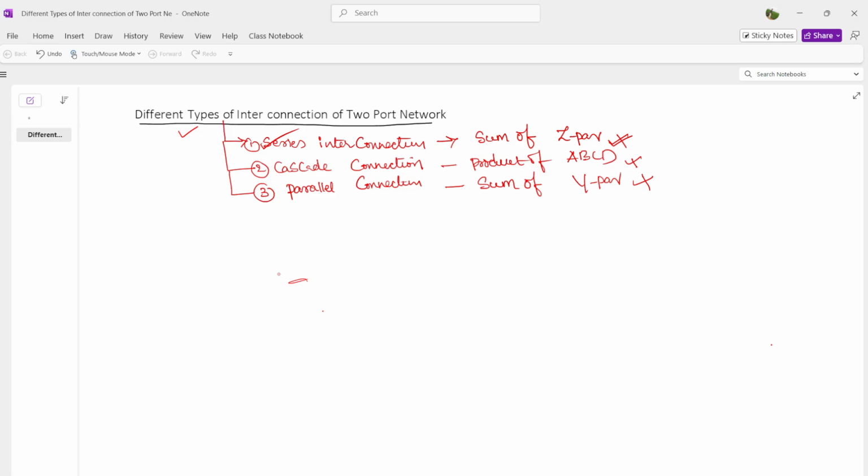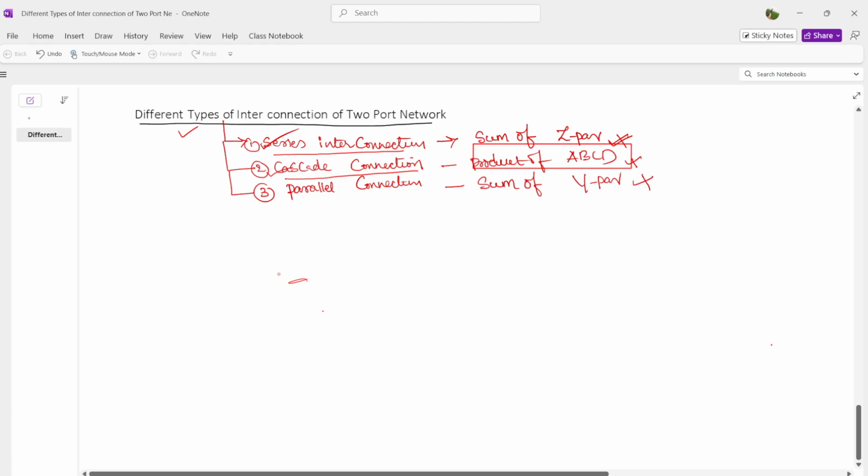Today we are going to discuss the cascade interconnection. Already in the previous video the series interconnection was discussed. Now we are going to discuss the parallel interconnection. Here the resultant matrix is a product of ABCD matrices, and how it happens, let us try to see here.